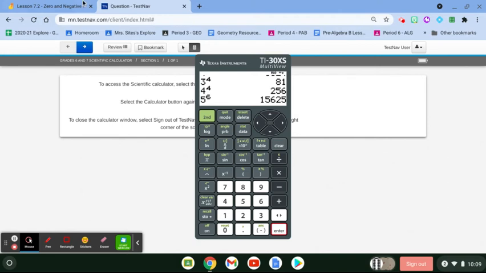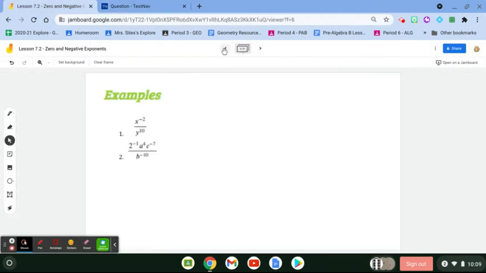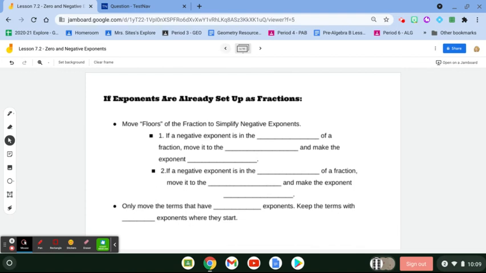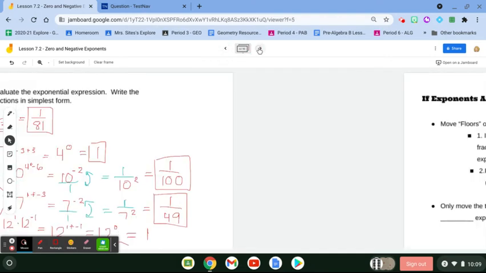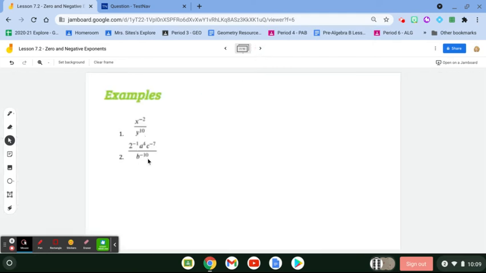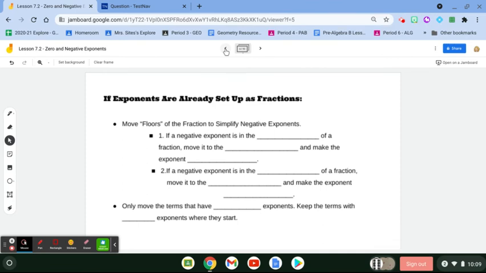Okay, so now we're going to take a look and see what would happen if we had problems that were not set up just as numbers like these ones, but were set up like a fraction like these. What happens if you have a negative exponent there? Well, these problems are actually a little bit easier. Instead, you have to move the floor, I call them the floor of the fraction, to simplify your negative exponent.